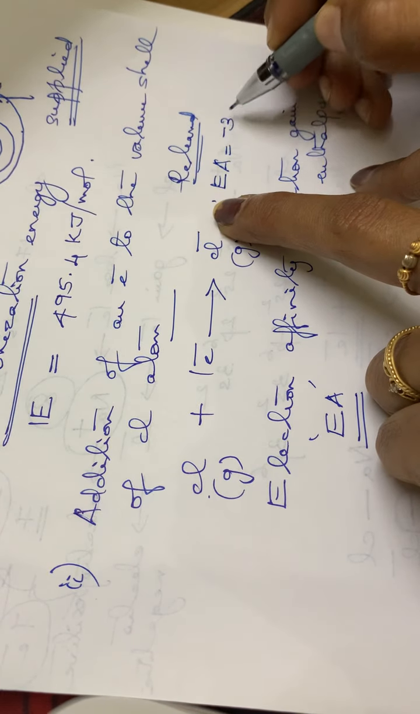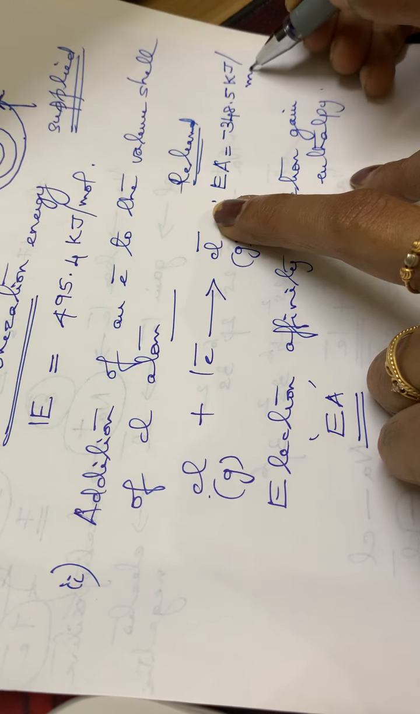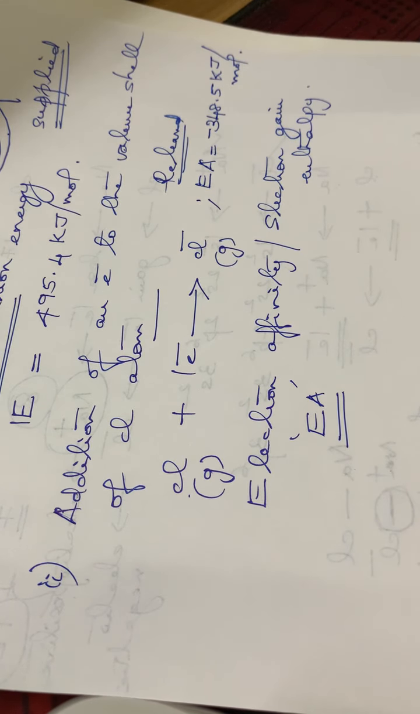will be equal to minus 348.5 kilojoules per mole. Okay. The electron affinity is equal to minus 348.5.